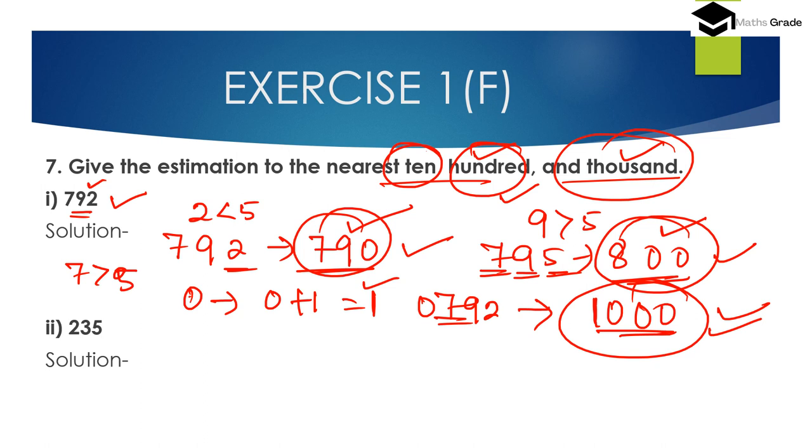Now second bit, 235. Now we have to round off this number 235 to the nearest 10. When you round off any number to the nearest 10, we have to look at the unit place value digit. Here the unit place value digit is 5, and 5 is equal to 5, so we have to add 1 to the tens place value digit. Here the tens place value digit is 3. So this 3 changes to 3 plus 1. 3 plus 1 is 4.